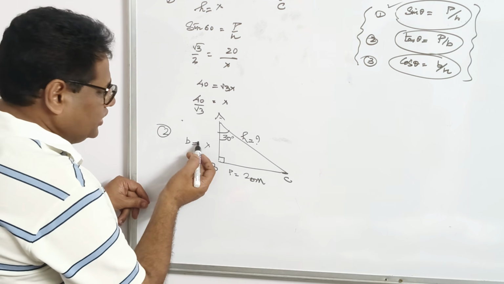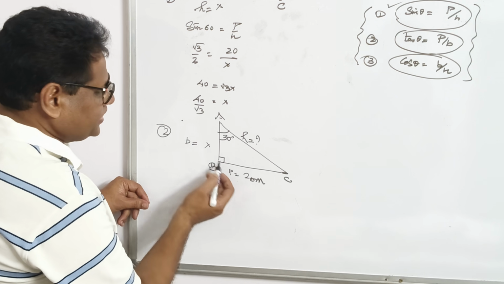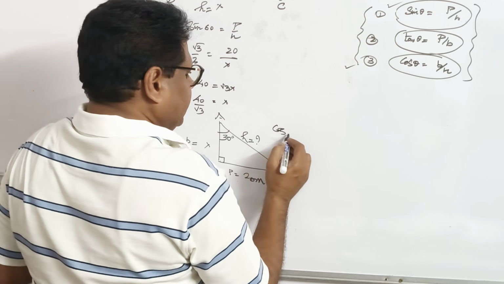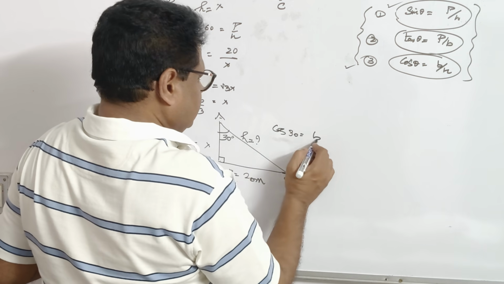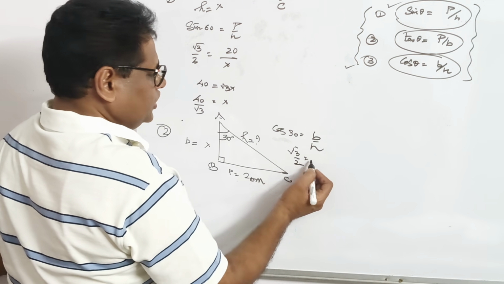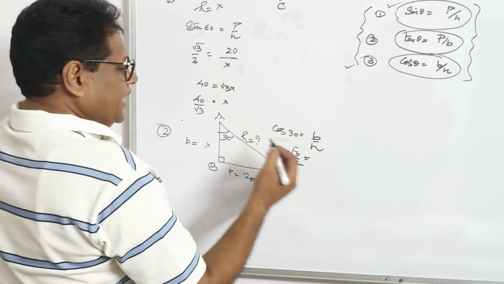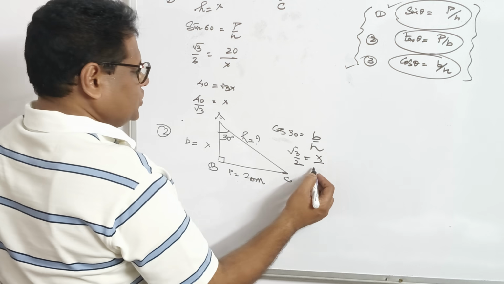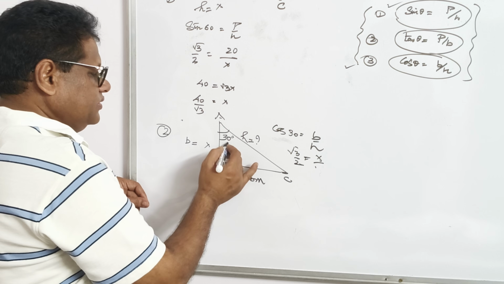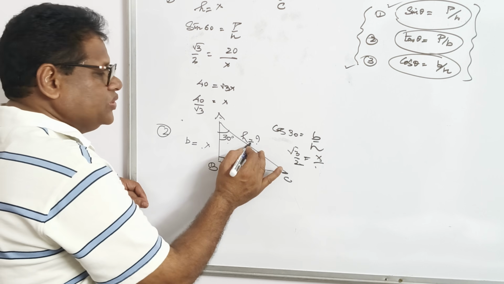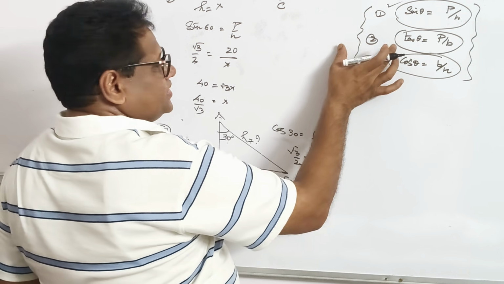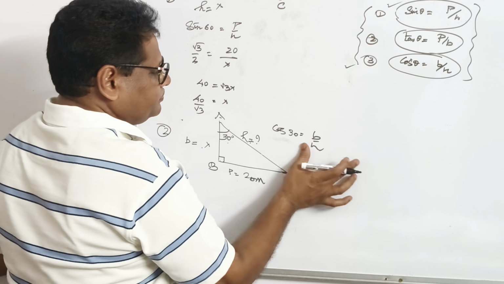Now, having known the base and perpendicular, these two relations have to be linked with the angle theta. So which is that? Third one, cos theta. So apply cos 30 equals base by hypotenuse. Cos 30 is root 3 by 2. Base is given x, which is to be found, and this is 20, the hypotenuse. But cos theta connects base and hypotenuse. Since we don't know hypotenuse, we have to think about perpendicular and base. The relation is tan. So you have to use tan theta.